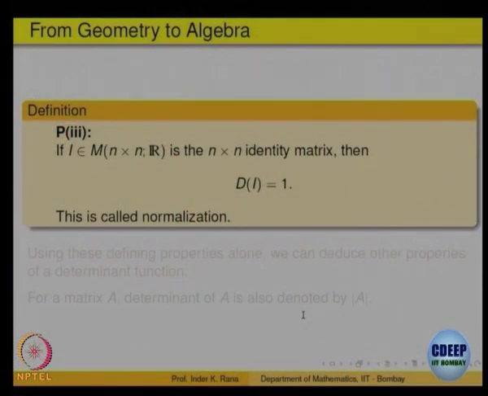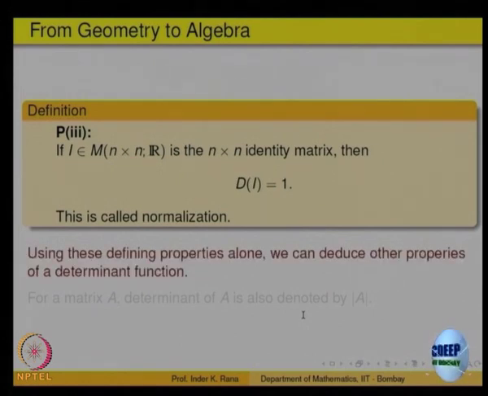And third is normalization, namely the determinant of the identity matrix, n cross n, is equal to 1. So, what we are going to do is, using these defining properties alone, these three properties, we are going to deduce all other properties of determinants that you might have been using earlier. These are the properties which define the determinant, and everything else can be deduced from these three basic properties. That is what we want to show.